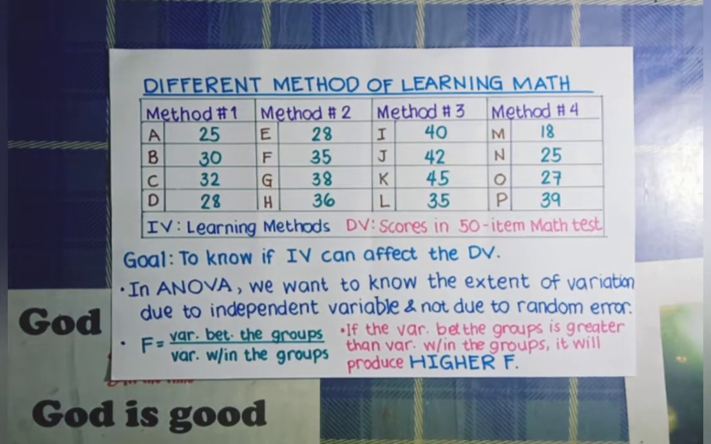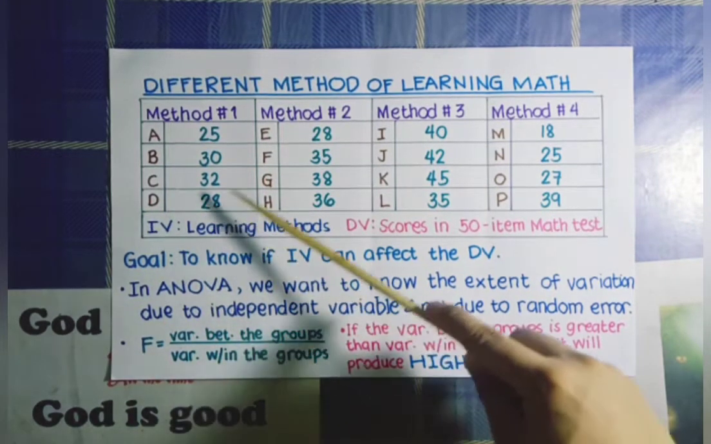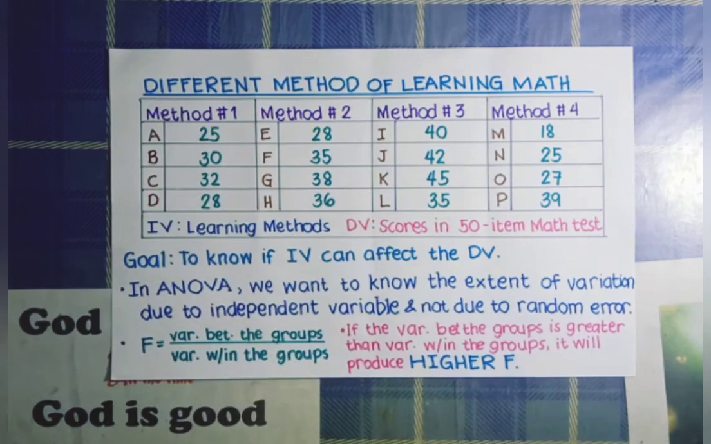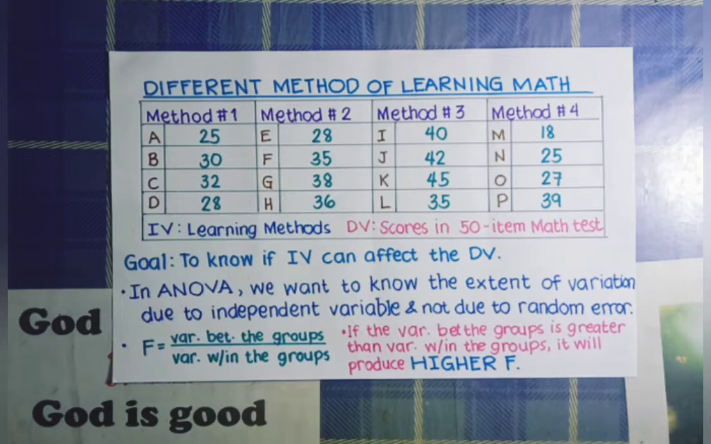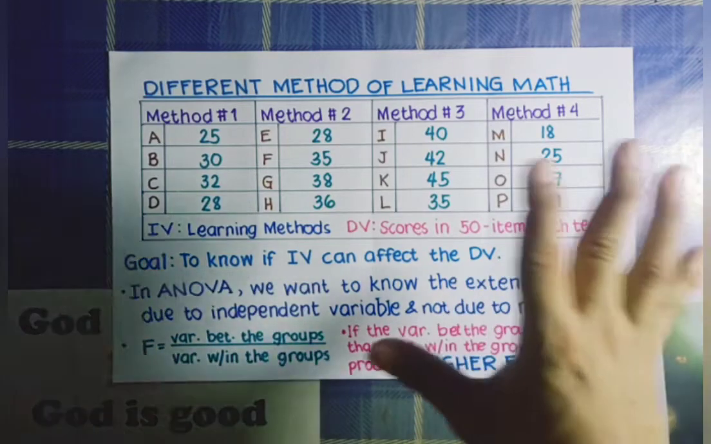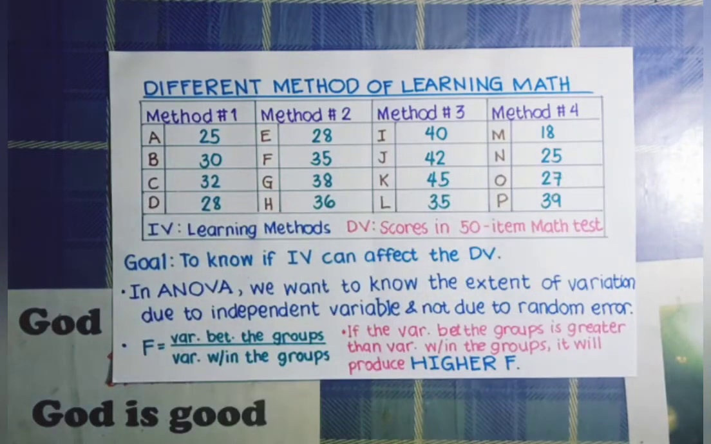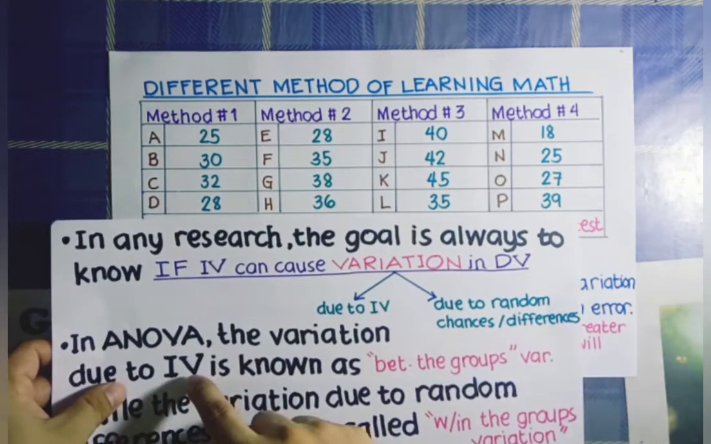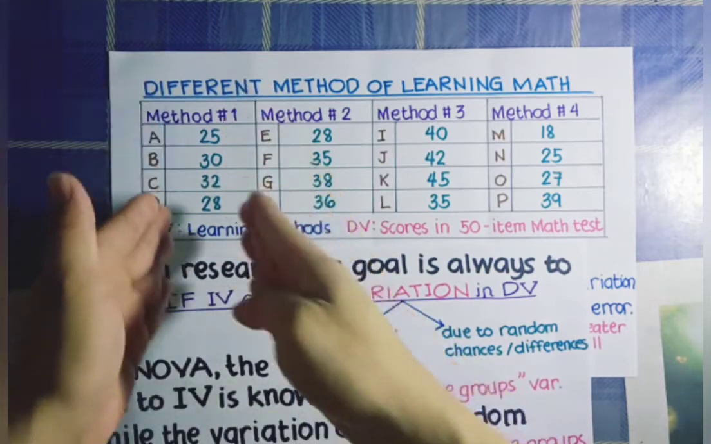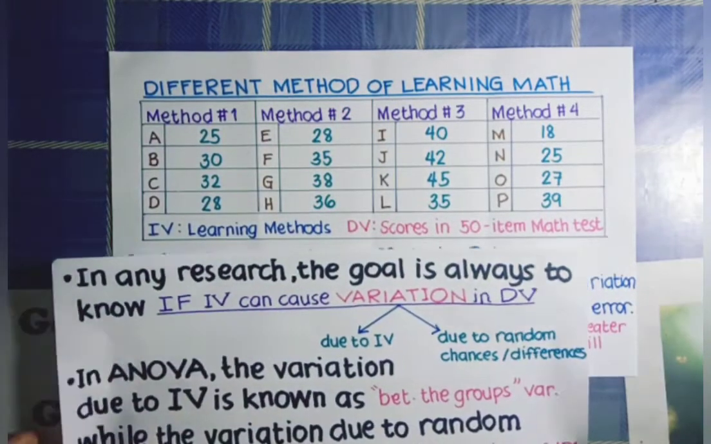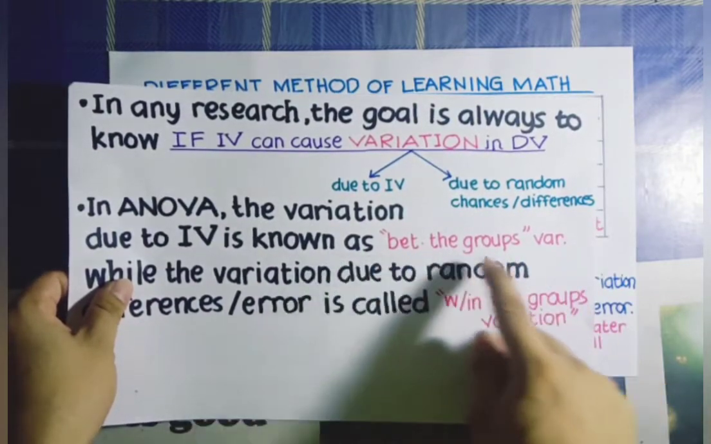Now as we have noticed here, the scores of the students who underwent method number 1 differ from the scores of the students who underwent method number 2, number 3, and number 4. So obviously, there are variations in our scores here. Now one might say the reason for those variations in score might be the learning methods or our independent variable. In this case, those are the learning methods that are actually applied between the groups. Hence the name between the groups variation.